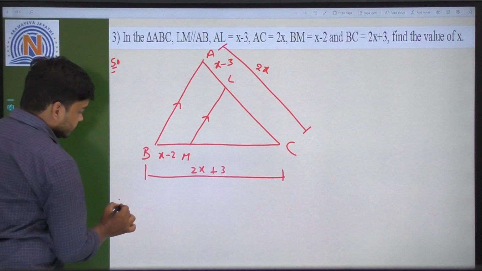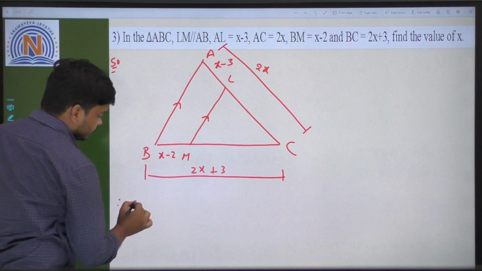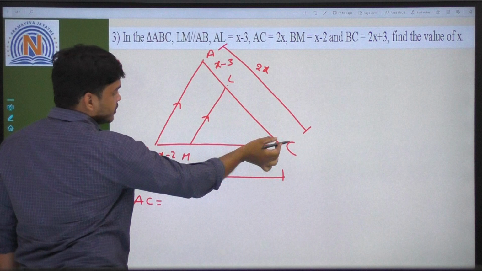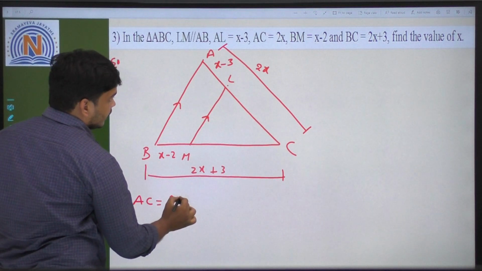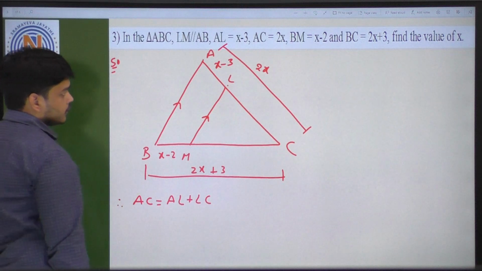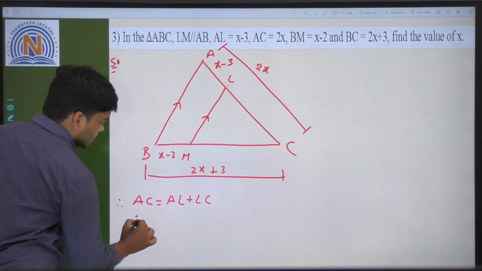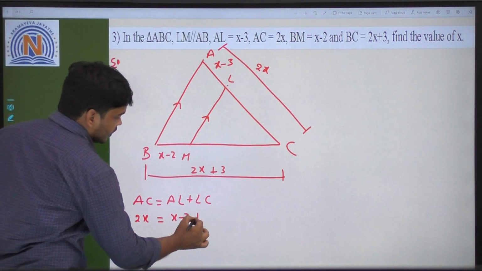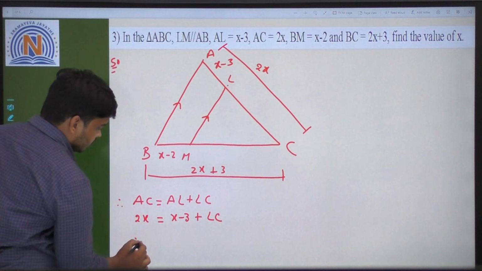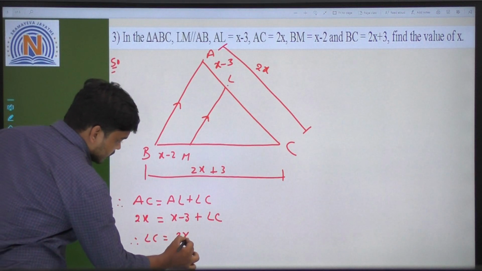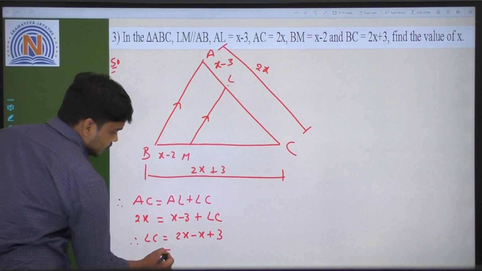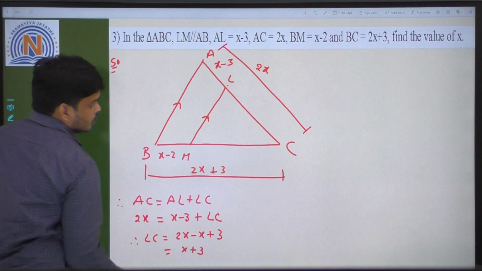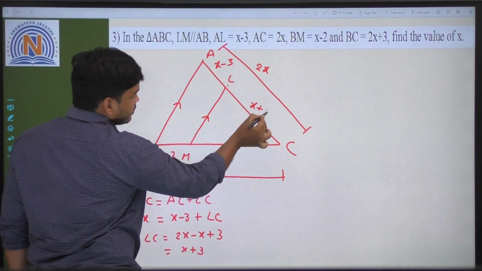Here AC, total AC is equal to AL plus LC. So AC value is 2x is equal to AL value x minus 3 plus LC. Therefore LC is equal to 2x minus x plus 3. If you subtract, 2x minus x is x, plus 3. So LC is equal to x plus 3.